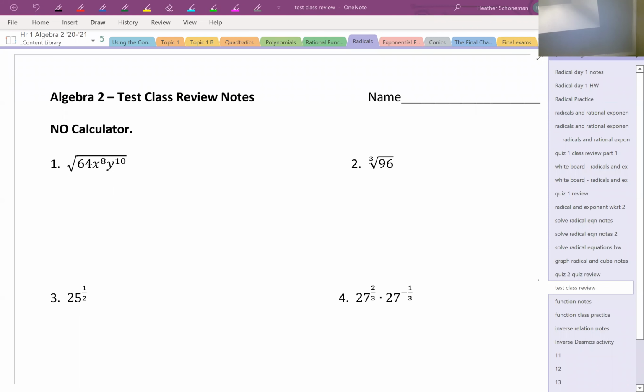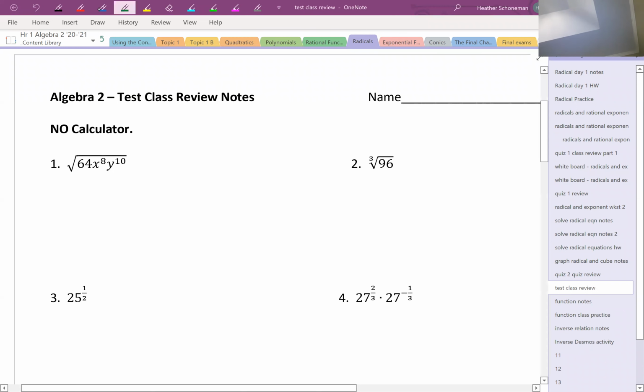Okay, this video is a review for the test. When you take your test, it's going to be part no calculator and part calculator. Problems like these first six are on the no calculator part along with the graphing. Everything else is calculator. If you're still not sure, you can look on your test review. I have it labeled in the directions, whether it's calculator or no calculator.